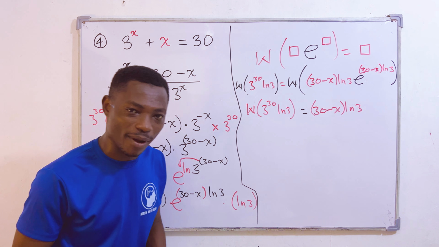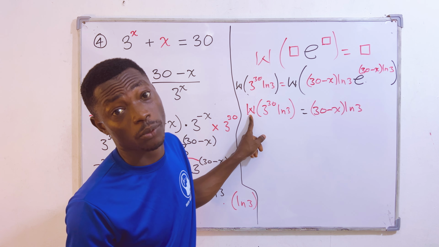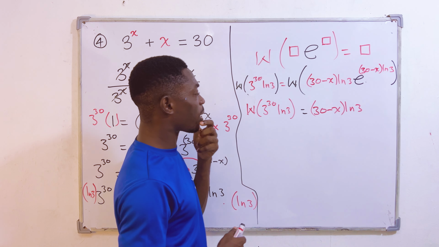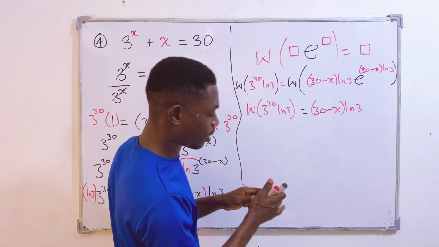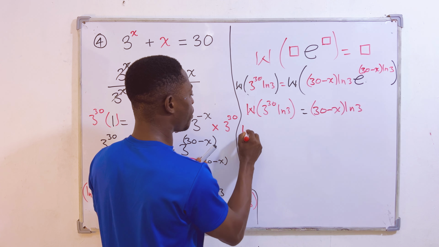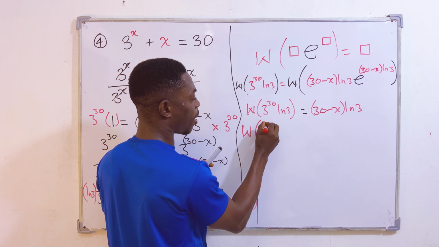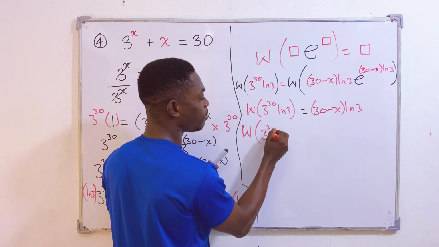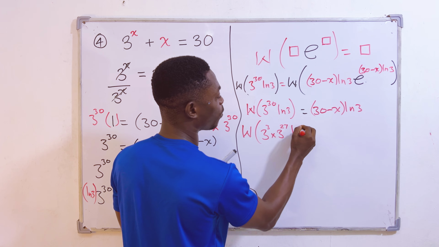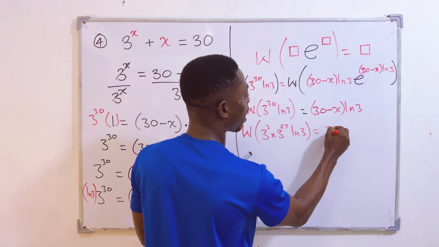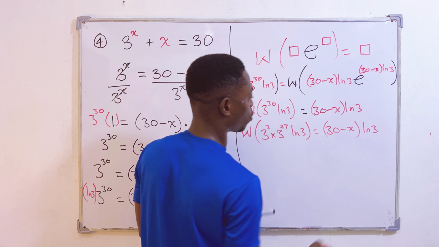This is what we have. However, this Lambert W function is disturbing us. Let's get rid of it. So here, this is what I can do. I can just rewrite this 3 to the power 30 in a different form. What is that? This will be W of, I can split this one this way, 3 to the power 3, then times 3 to the power 27, then ln of 3. And the right hand side, we are done manipulating it. Therefore, we're going to be keeping it as it is throughout.